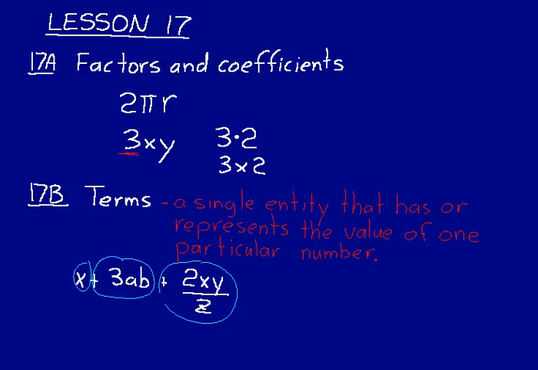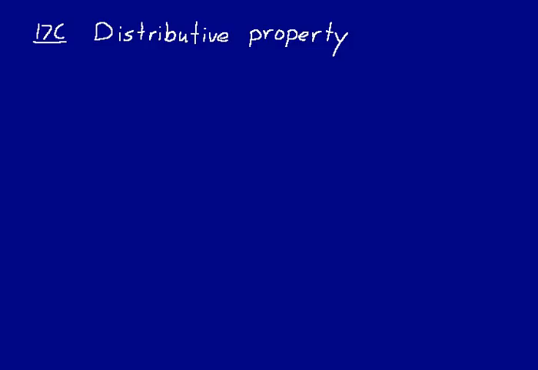Understanding what terms are will be important in some later lessons, and we'll be doing some applications with terms. In fact, lesson 18 will be using them. So right now we're just getting introduced to them. Part C is about the distributive property, and we will also just be introducing this concept right now, just like we did terms, and we'll be applying these ideas in later lessons.